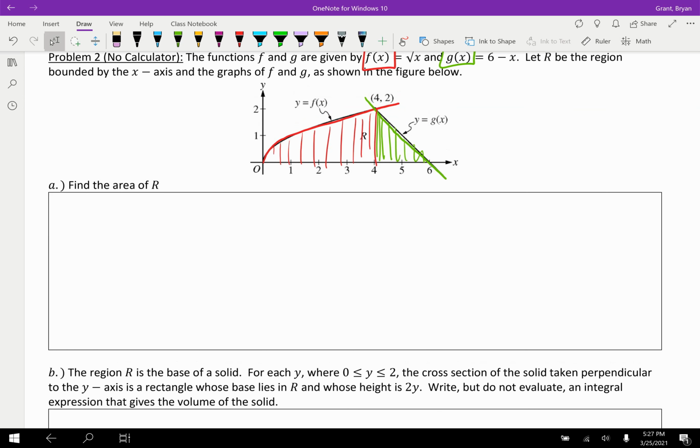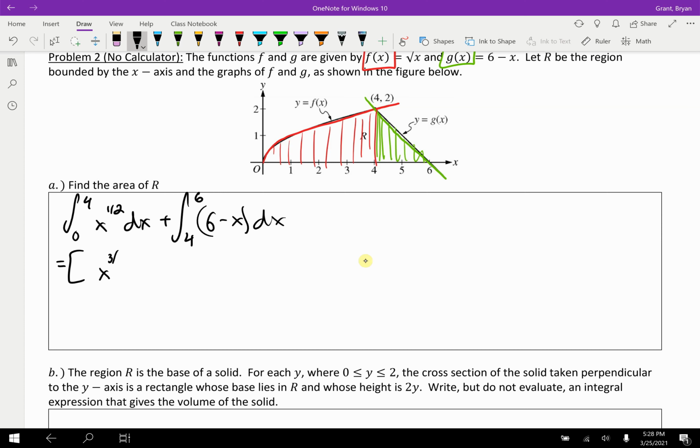Okay, so find the area of R. We're going to find the integral from 0 to 4 of f of x dx. And since I'm actually going to do the math, we might as well write this in. X to the 1/2 is the square root of x, right? Plus the integral from 4 to 6 of 6 minus x dx. Let's work through it. Antiderivative, we add 1 to the power, and then we have to offset that power. And then over here, similar idea, 6x minus 1/2 x squared, 4 to 6.